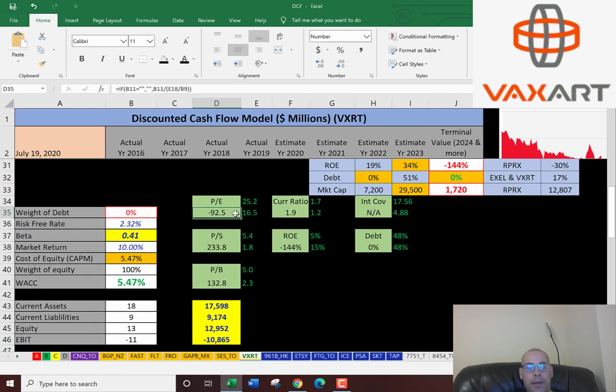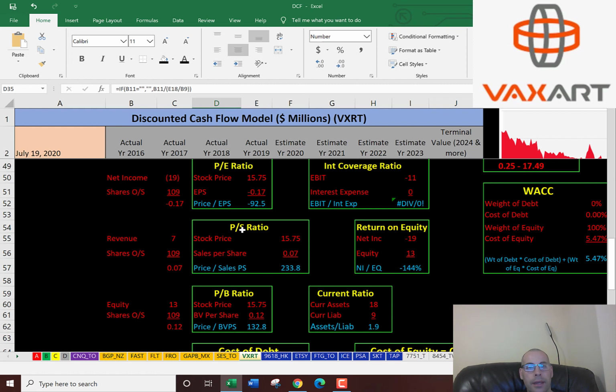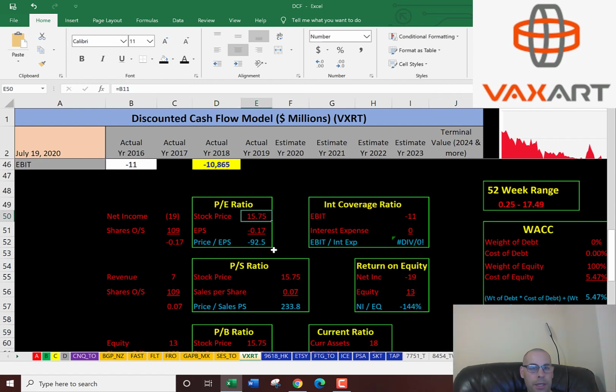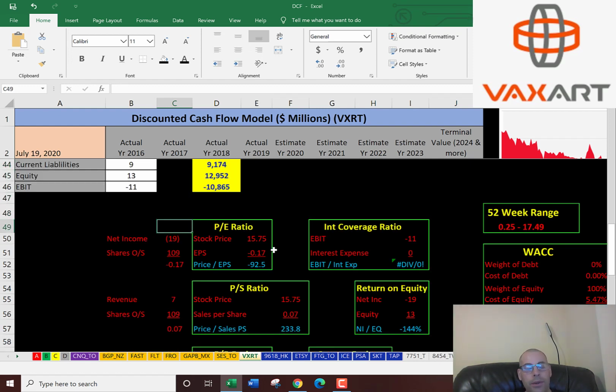So they have a negative PE because they have negative earnings. And PE is price of stock, which is $15.75, over earnings per share. And earnings per share is net income, which was negative 19 million, over shares outstanding. So the result has to be negative since they have negative net income.